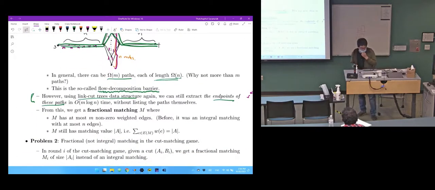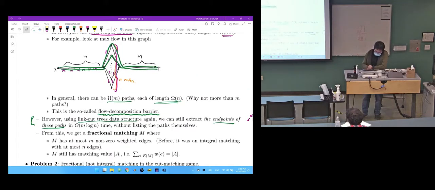Anyway, let's say that this can be done. From here, what we will get is a fractional matching.